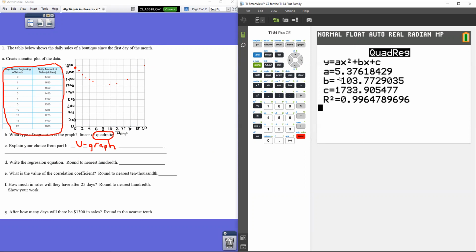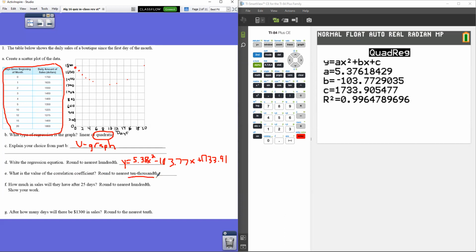So remember, this is what the quadratic equation looks like. Y equals ax squared. The directions say round to the nearest hundredth. So I'm going to have y equals 5.38 for my a value, rounded to the nearest hundredth. Make sure you don't forget to type in your x squared after that. Then plus our bx. Now, I'm actually going to put minus 103.77, because it is a negative there for your b value. Don't forget your x after your b value. And then plus our c, so plus 1733.91.